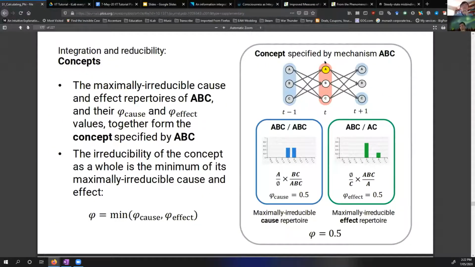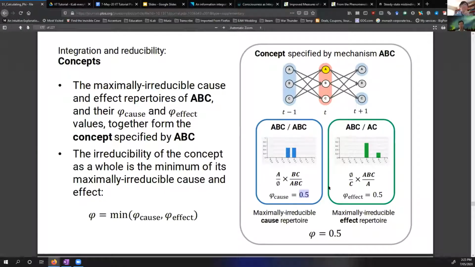And then we repeat the same process once again into the past. So you select your effect repertoire, in this case AC, and you repeat the process to select your cause repertoire. Essentially, when you consider your mechanism, effect and cause and the associated repertoires and integrated information values, this specifies a concept. And the overall degree of existence, so how much the mechanism ABC here affects the system, is the minimum of its cause and effect. In this case, cause and effect are both 0.5, so it will just be 0.5.